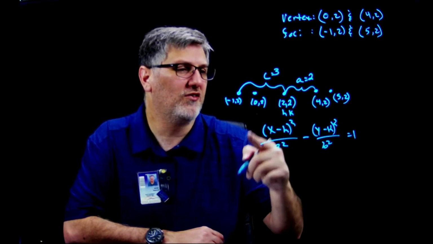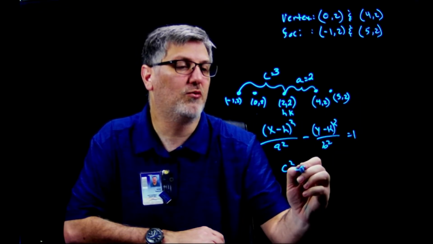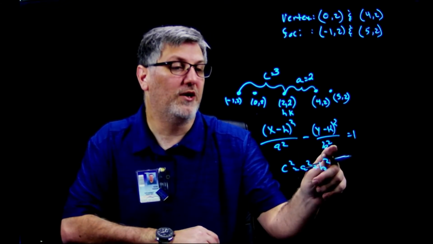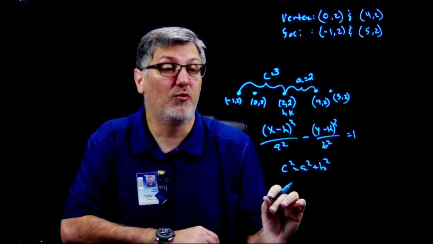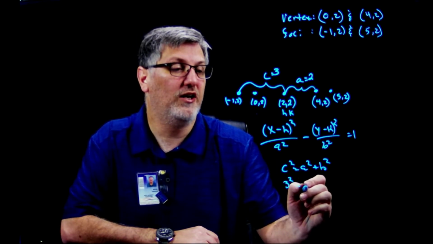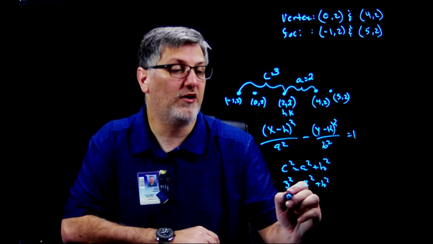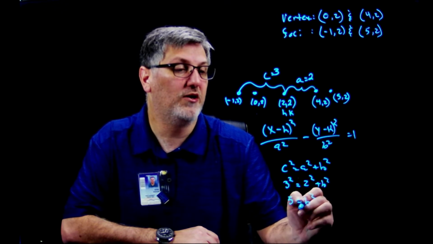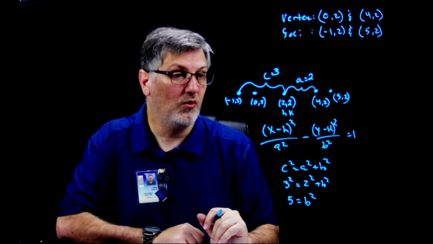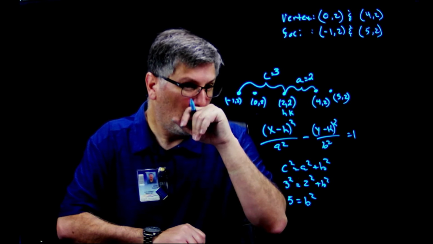You notice this formula doesn't have a c in it. But I do have a formula that states c squared equals a squared plus b squared. You notice this is b squared. So this is actually going to be fairly straightforward to find my b. What I'm going to do is I'll plug in my numbers. I've got 3 squared equals 2 squared plus b squared. This ends up being 9 minus 4, which gives me 5 equals b squared. Voila, I know what my b squared term is. All right.